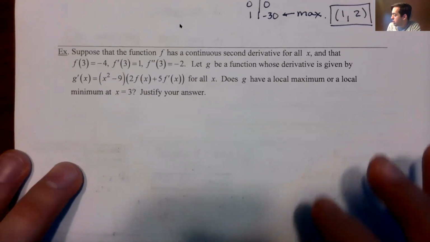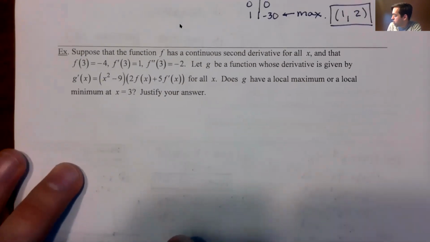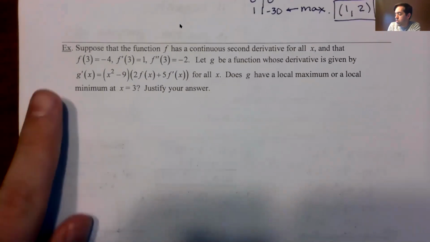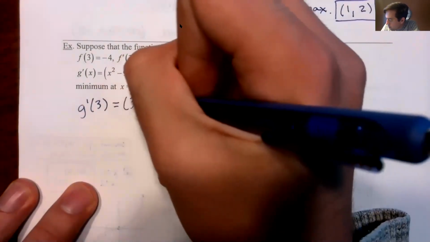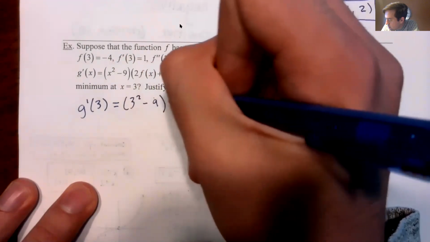This is going to be a little bit tricky, but we got this. So first, we're given the first derivative. So let's just check the first derivative at 3 to make sure it equals 0. So we're going to plug in 3 for all of the x's.